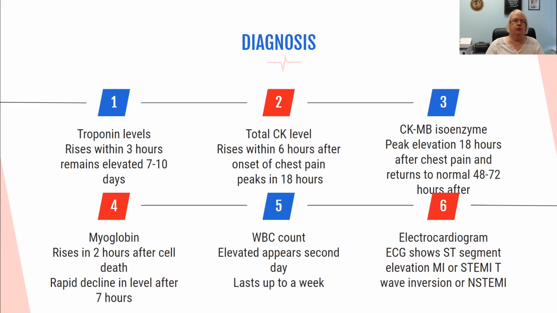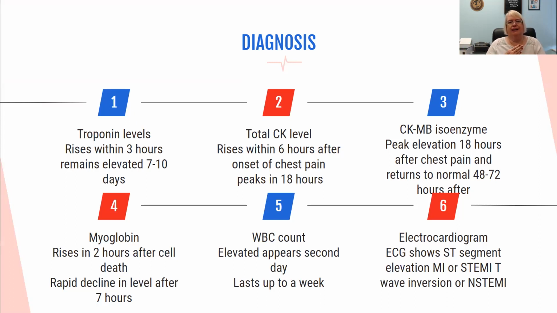So troponin rises within 3 hours and remains elevated for 7 to 10 days. Troponin is the first one you're going to see drawn in the ER, because they can monitor it over time to see if it increases. If it does, then it's likely an MI.